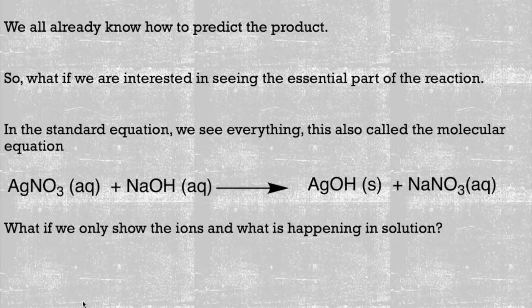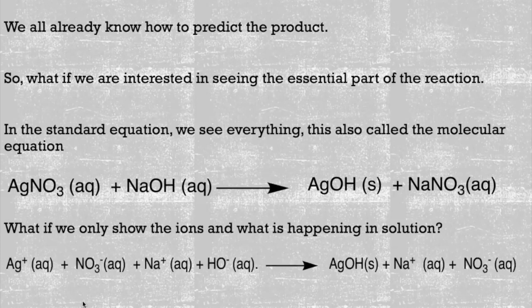We would simply ionize all the compounds that are soluble, and we would then leave all of the compounds that are insoluble as undissolvable materials, as unionized compounds. So for example, silver hydroxide here, that compound does not ionize, so we don't show it as ions in the product.